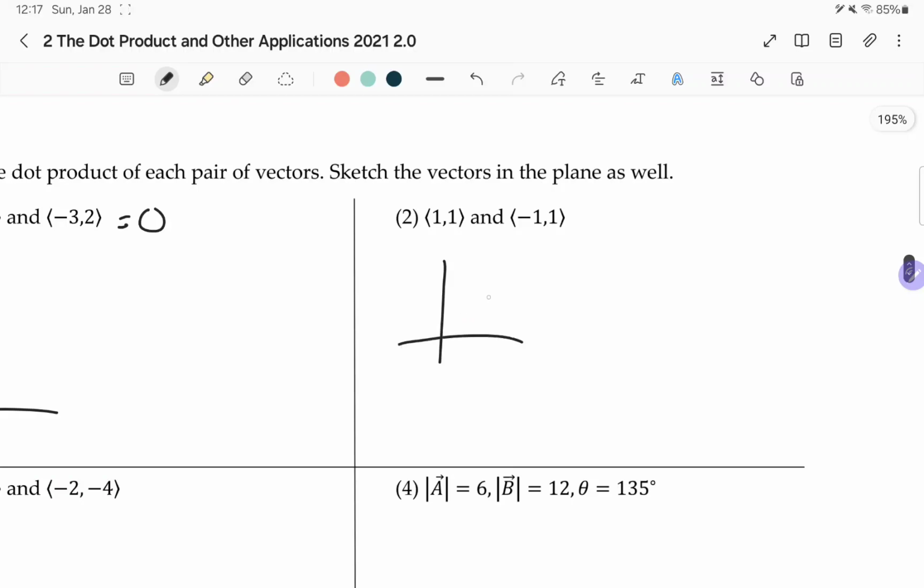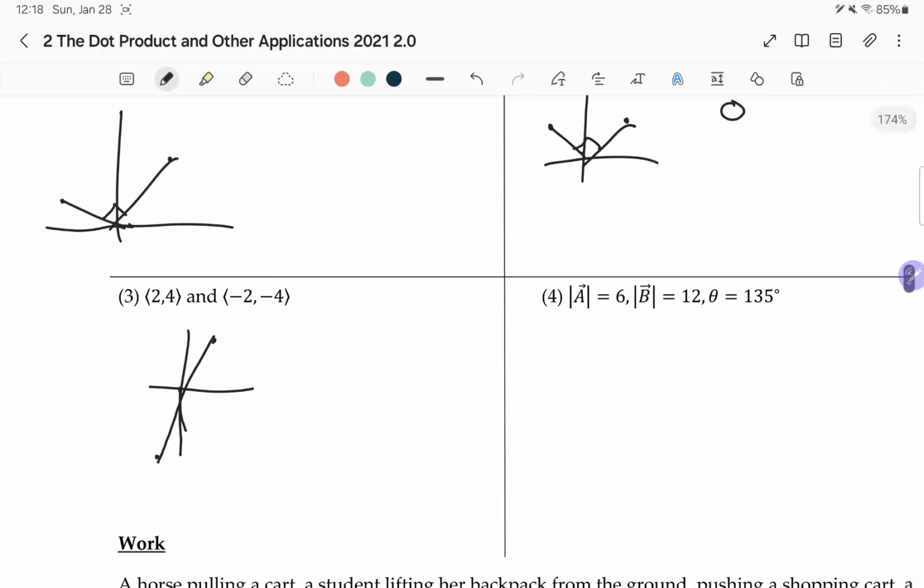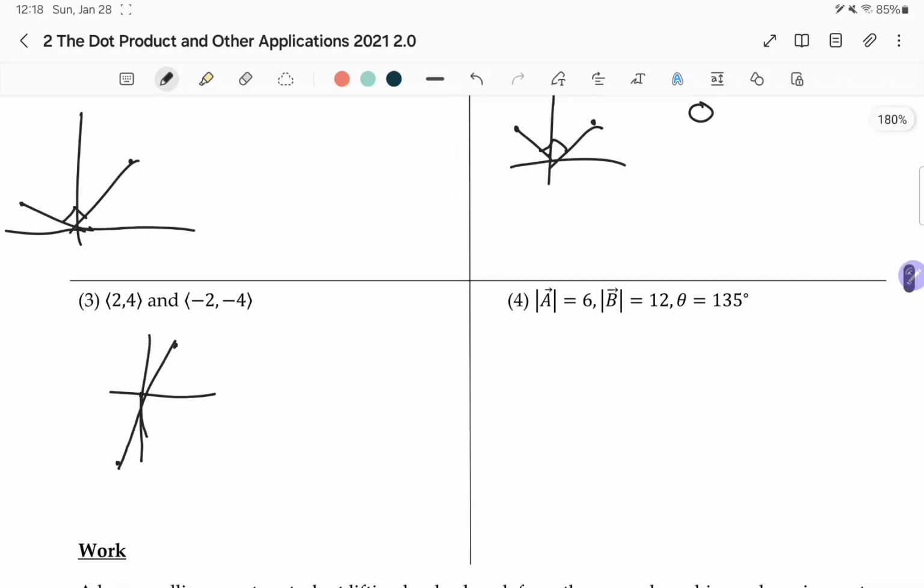This one, we have 1, 1, and then negative 1, 1. That should be 90 degrees, so this should be 0. This one is slightly different. Don't get tripped up. We have 2, 4, and negative 2, negative 4. This should be 180 degrees. So if we find the dot product, it's going to be 2, 4 dot product negative 2, negative 4. So we have negative 4 minus 16, which is equal to negative 20. That's their dot product.